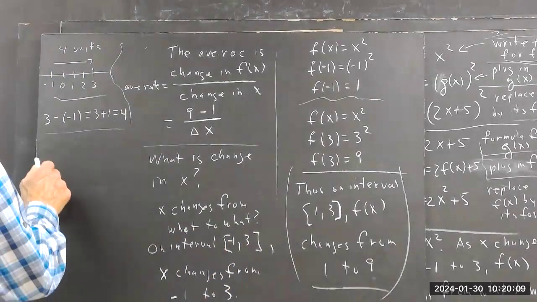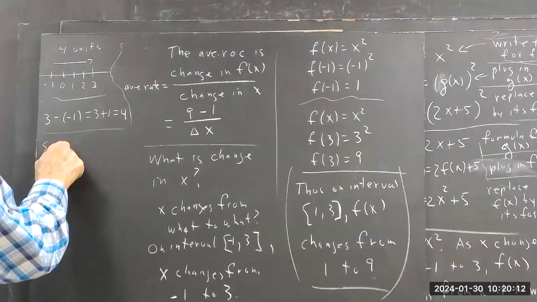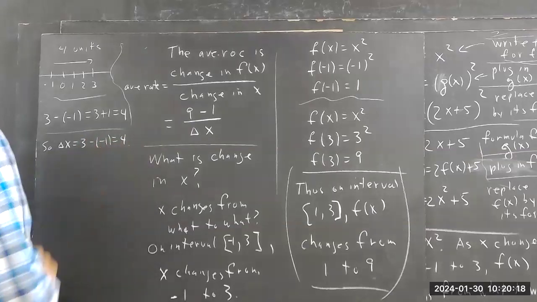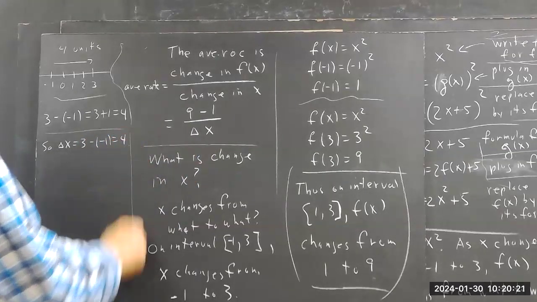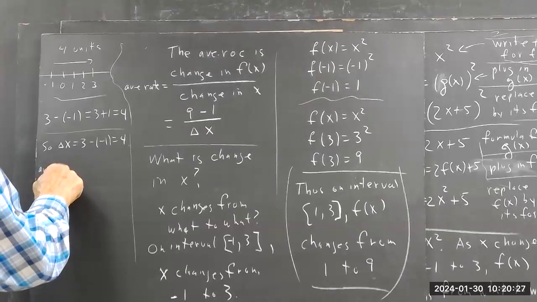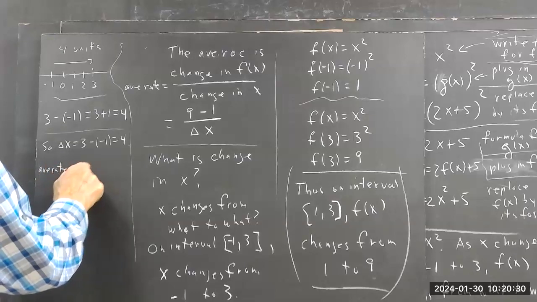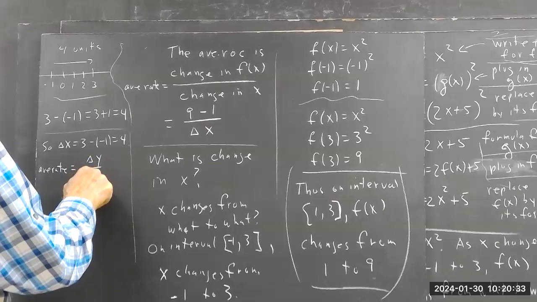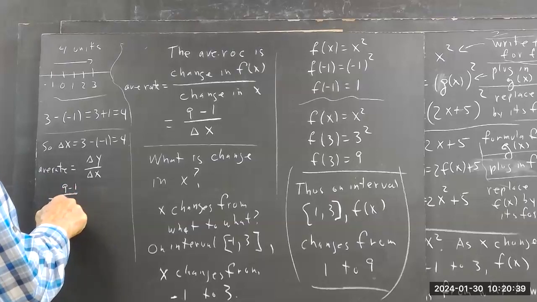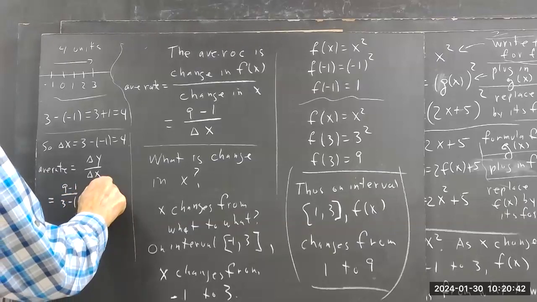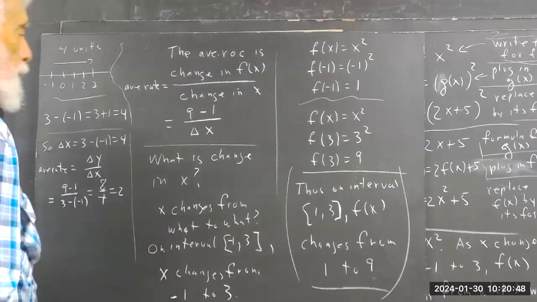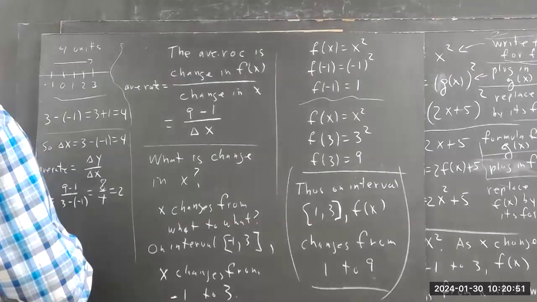So now delta x is 3 minus -1, which is 4. Average rate is change in y divided by change in x, which is then 9 minus 1 over 3 minus -1, which is 8 over 4, which is 2.